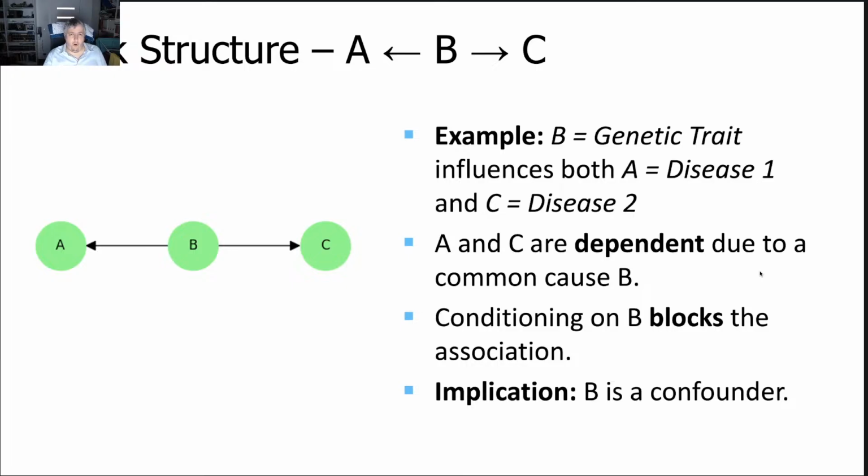The second structure, fork, has a standardized name in all literature as a fork. The central node B is a common cause for A and C. And if you look at the data, A and C will appear to be correlated, even if there is no direct link. This is a classic case of confounding. Once we condition on B, A and C will become independent.